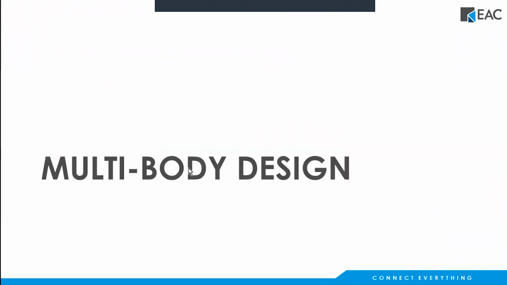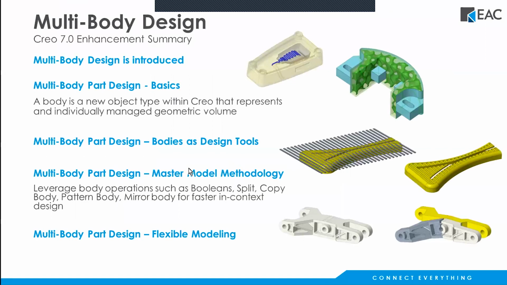So this is big. Multi-body design. A huge way of changing the way that Creo behaves. What it allows us to do is create multiple bodies in the same part. So they're sort of like little mini parts. You're almost making an assembly in a way. But each of these is independent. You can apply different parameters to them, different mass properties, different colors, all of that.